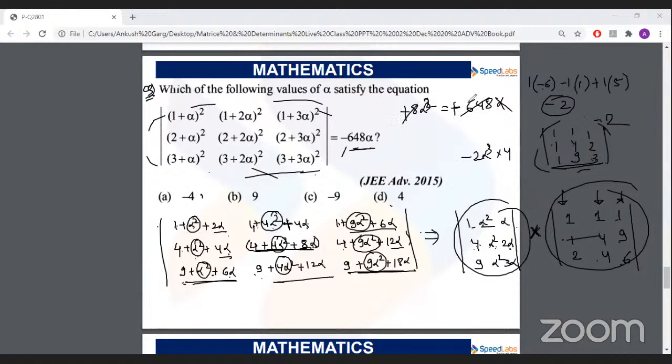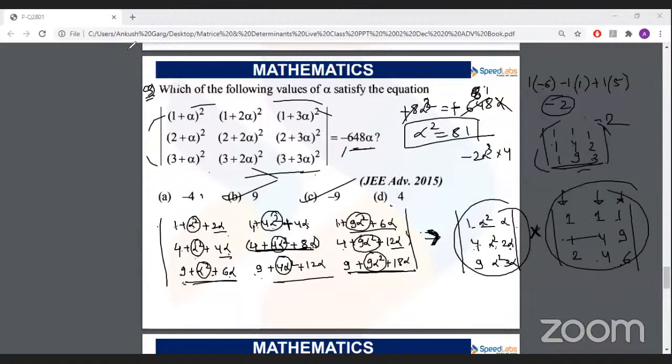So if you divide with this, we are getting 81. So alpha square is equal to 81. That means alpha is equal to plus minus 9. Right? So the answer is B and C. Okay. So this concept is multiplication of determinants. So if you use this concept, this question will be very easy.